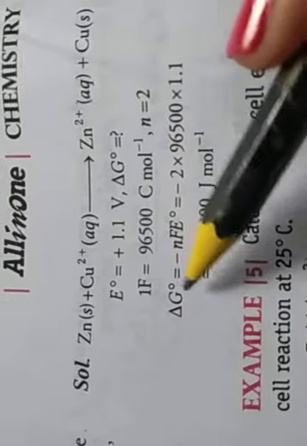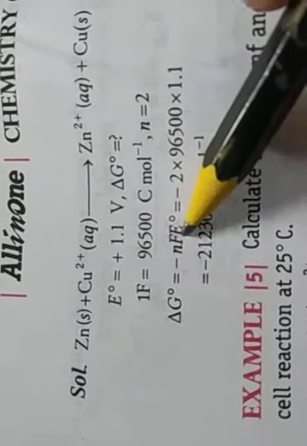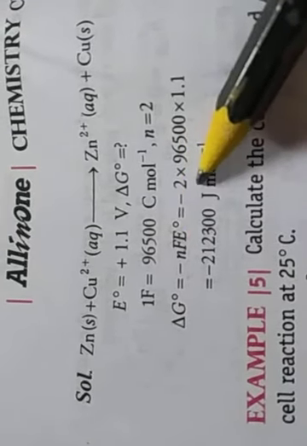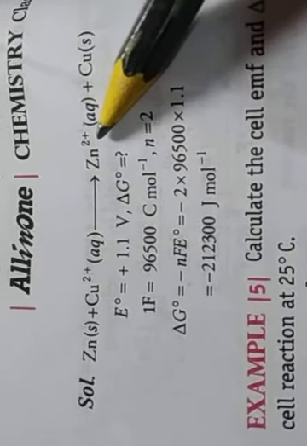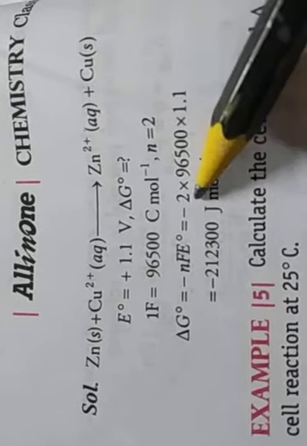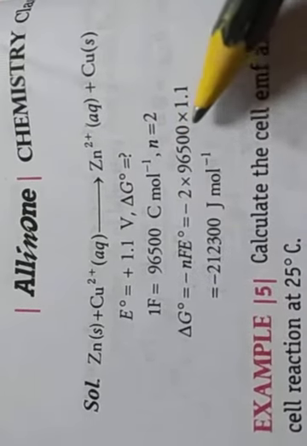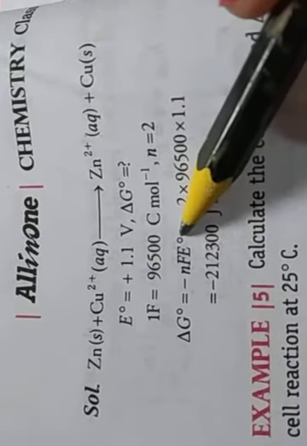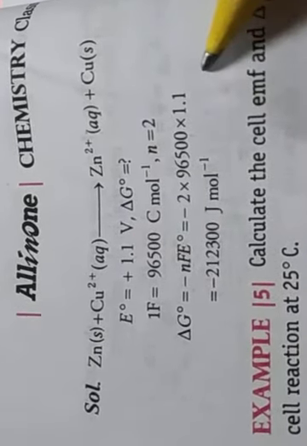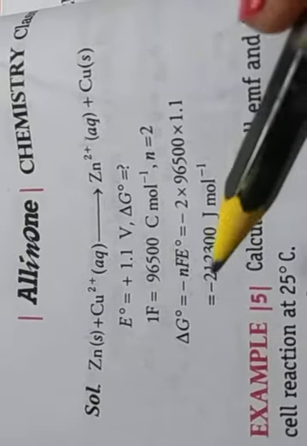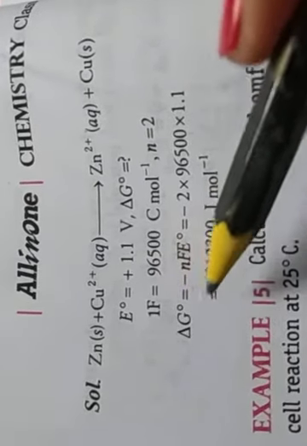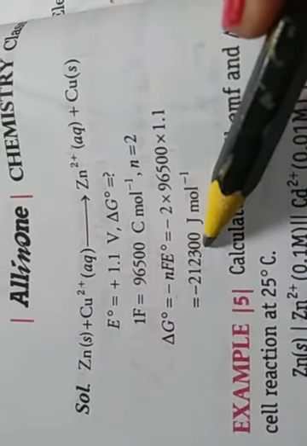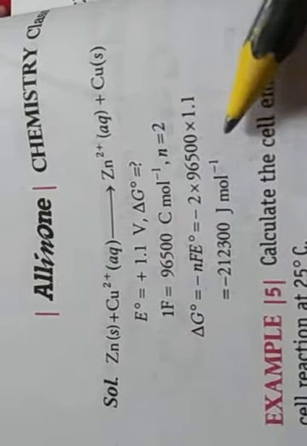So the delta G naught formula is minus nF E naught, where n is the number of electrons. The number of electrons for the Daniell cell is 2. So 2 into Faraday constant value 96,500 multiplied by E naught value 1.1 volt. Whenever we multiply, we get the Gibbs energy, so the delta G naught value is minus 212,300 joule per mole.